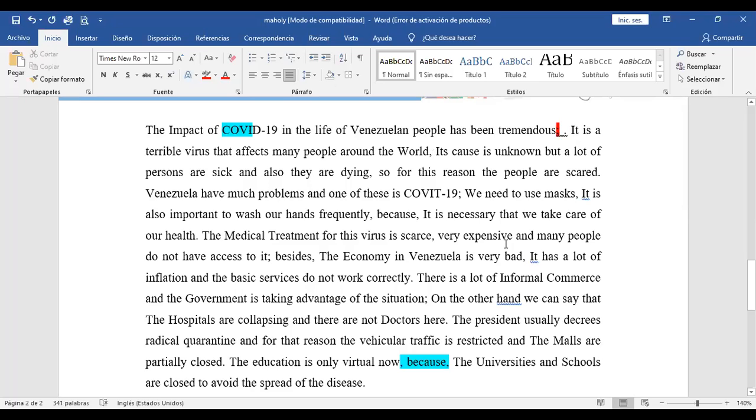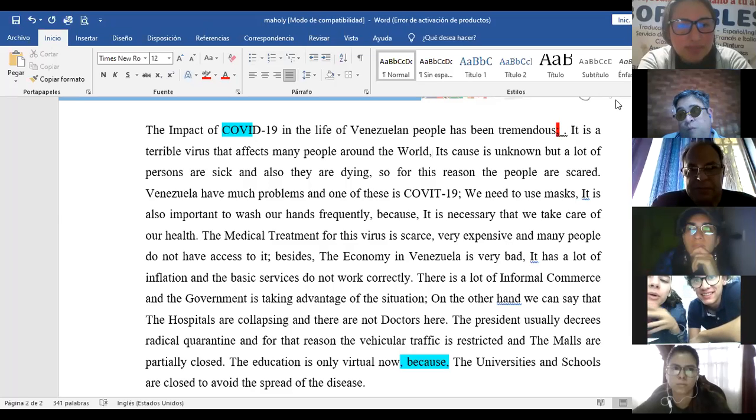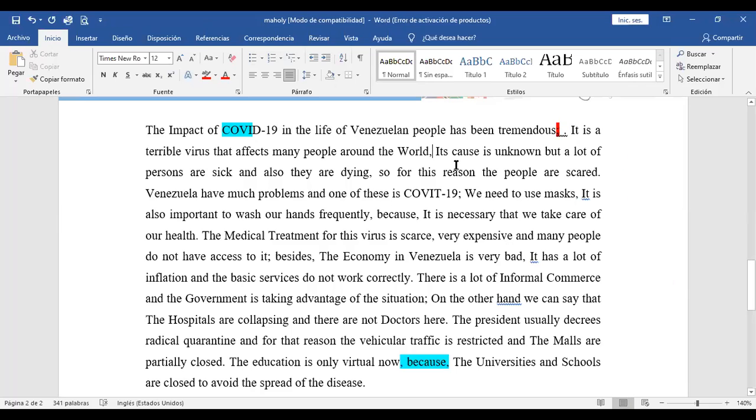Ahí tenemos dos oraciones. ¿Qué hacemos? Chicos, ¿qué recomiendan? Period. No. No, why not? Tell me. Adriana, why not? O sea, no están como juntas, como relacionadas esas dos oraciones. Dice, it is a terrible virus that affects many people around the world. Its cause is unknown. Entonces, ¿qué iría? Yeah, like a semicolon. Could be a semicolon, yeah.